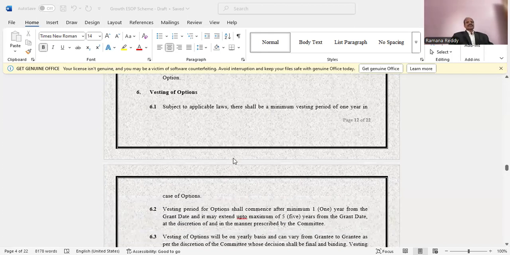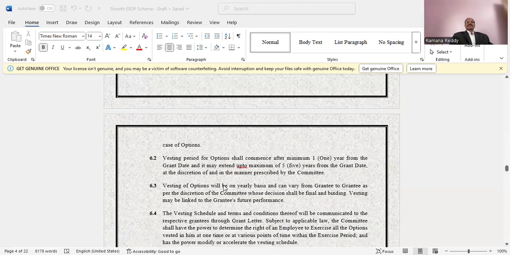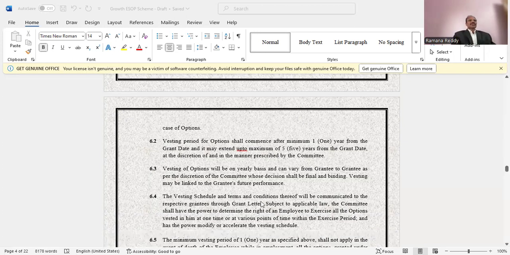So now we'll discuss vesting of options. I already told you, a minimum of 1 year is the mandatory period. After receiving the options, they have to wait for a minimum of 1 year. That is the law. Further, that is the discretion of the NRC. In practice in the market, it may stretch up to 5 years also. Every year like 25%, 20%, it depends. Discretionary power is given to the NRC. So the vesting of options will be on a yearly basis.